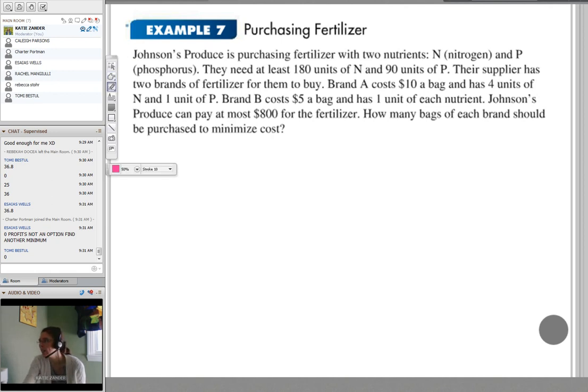All right, so this last sentence, how many bags of each brand should be purchased to minimize cost? Anytime it's trying to ask you to minimize or maximize something, that is your objective function. So we generally want to start by finding the objective function. All right, so to find the objective function, it says to minimize cost. So we're looking at the cost of each brand. What is the cost of each brand?